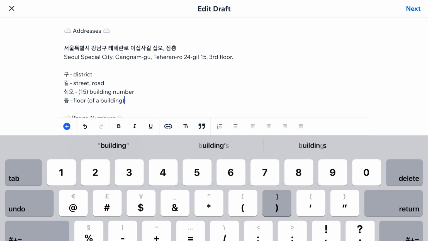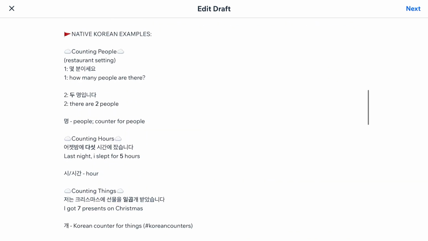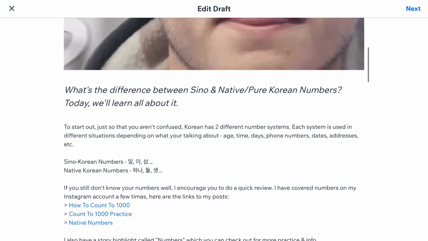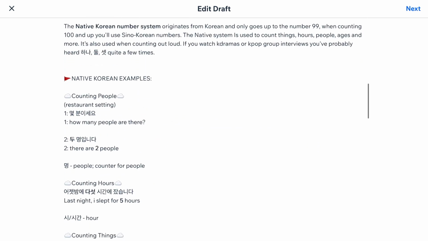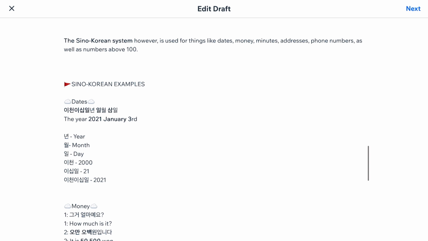Okay, yes, that's it for this video, and hopefully you understand better. Let's recap it. Native numbers, we're going to use that to count things like hours, people. We're also going to use it for ages, and it's usually used when counting out loud. Sino numbers, we're going to use that for the dates. We're going to use it for money, minutes, seconds, addresses, phone numbers, and anything above 100. Money, like we mentioned earlier, is usually like 100,000, a million, you know.